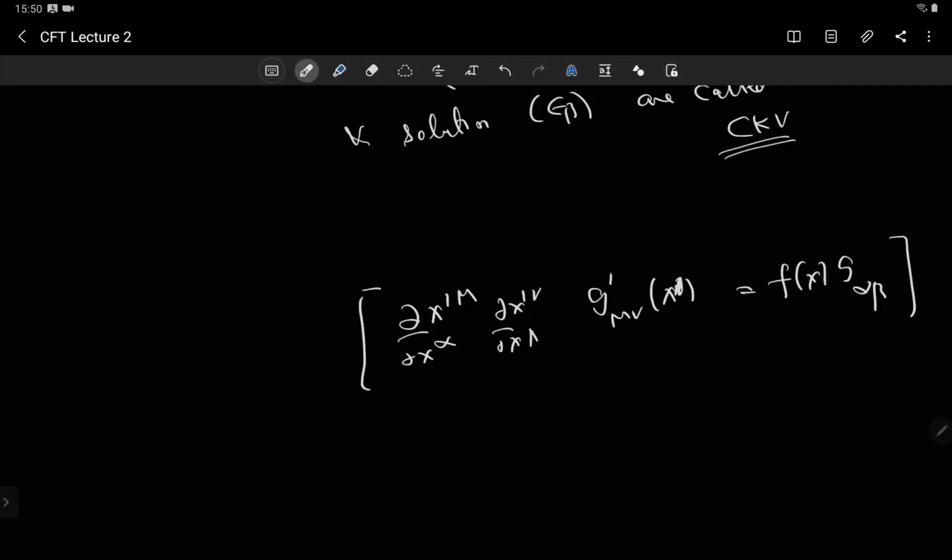Sir, why is there a prime? Why G prime? Because you started from here, right? It was del x prime mu, del x prime nu, G prime mu nu. Right. So eta does not depend on x. That's why there is eta mu nu. In the case of eta, there is no prime. No, eta is invariant, so eta does not change at all. Eta does not contain x.